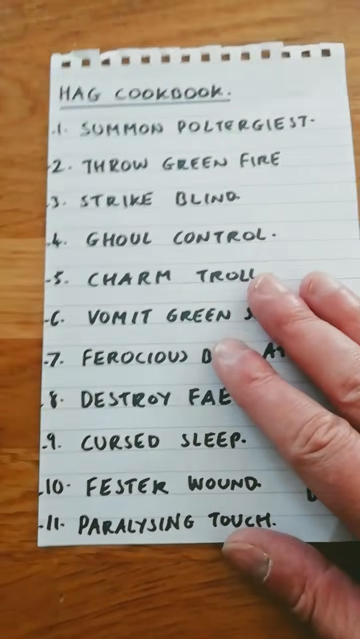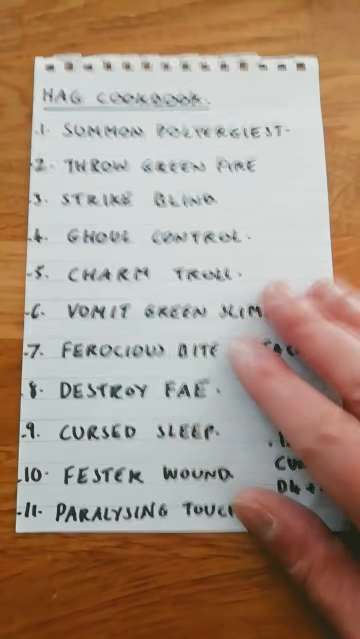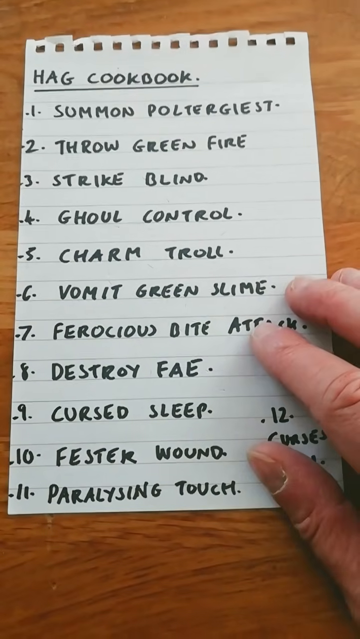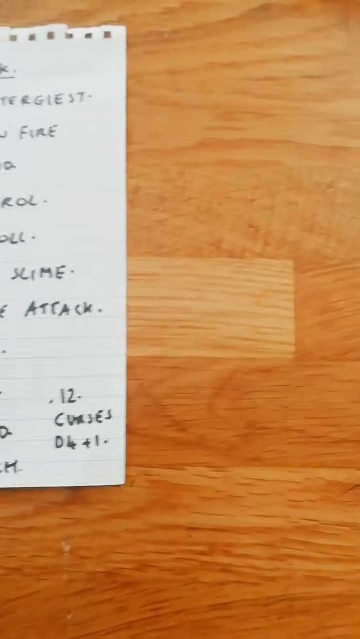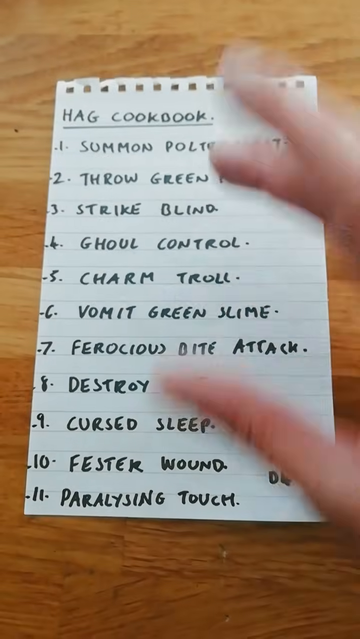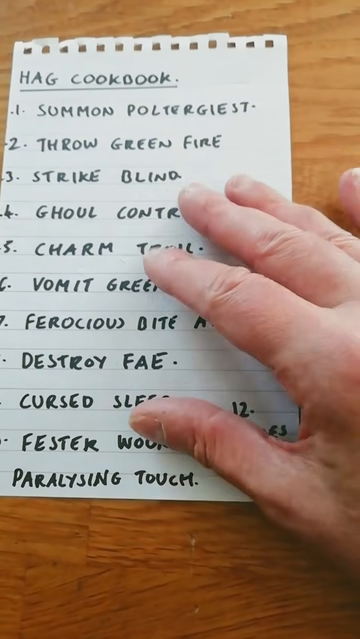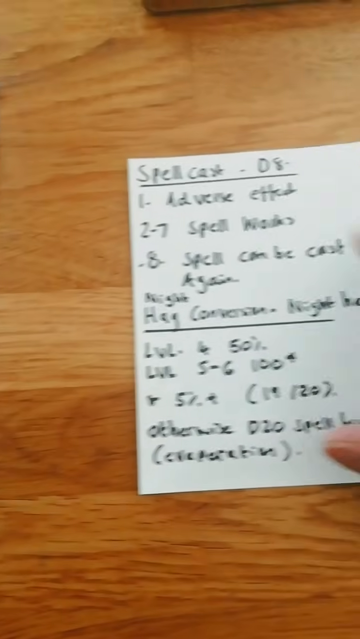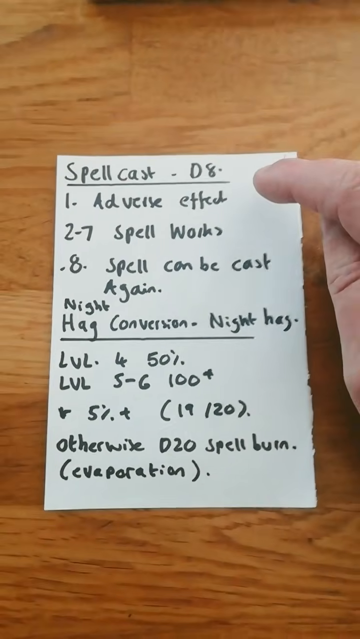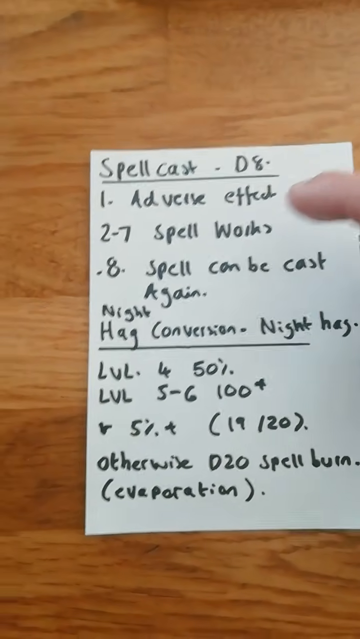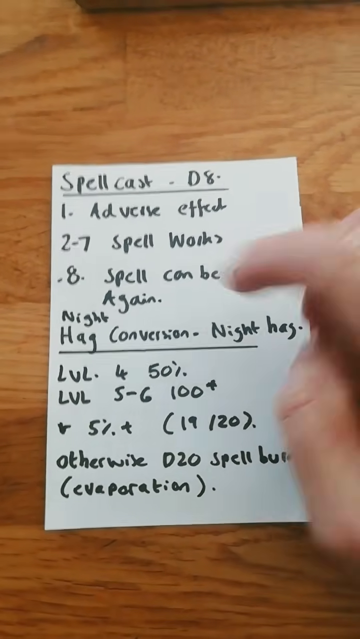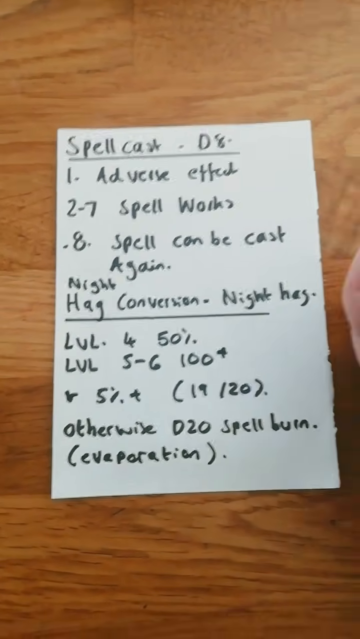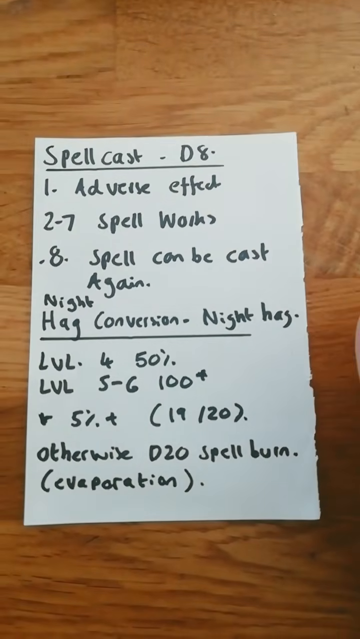But they come at a cost. They come with adverse effects. Now I'll talk about the adverse effects for the witch class. If a witch finds one of these spells and wishes to cast them, here is the adverse effect. You roll the d8. If the roll is 2 to 7, the spell works. If the roll is 8, the witch can cast the spell again. But if the roll is a 1, there's an adverse effect.